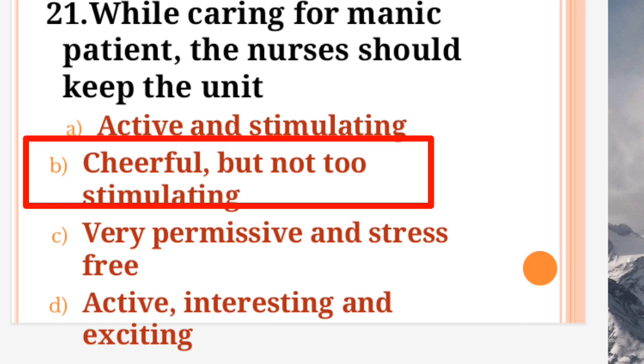For manic patient, the environmental stimuli should be at minimal level. So, environment of the unit should not be too stimulating, it should not be too exciting, and not to be very permissive to engage into any kind of activity. Because mood of the patient in mania is elevated, expansive and irritable along with increased psychomotor activity, so patient responds to even the slightest stimuli. So the unit should be cheerful but it should not be too stimulating.